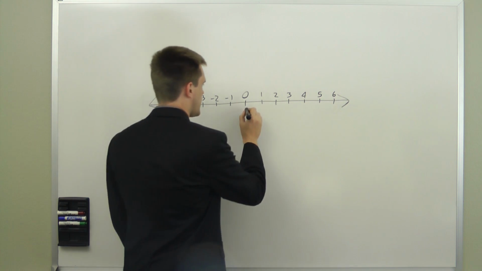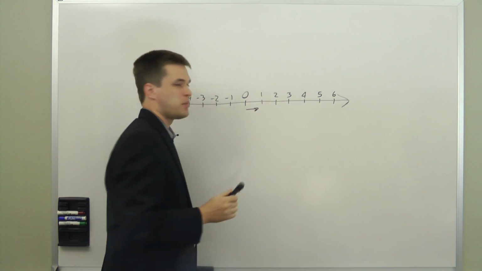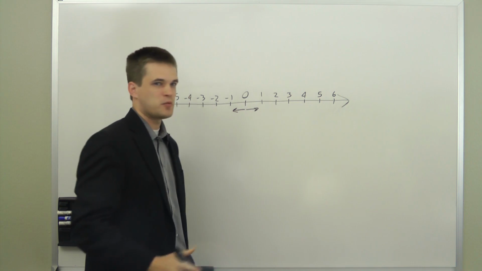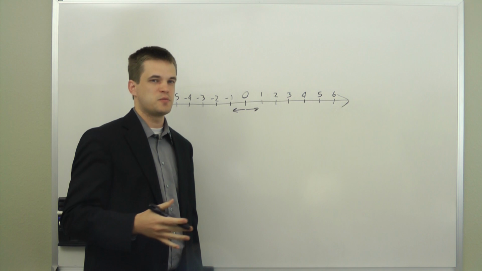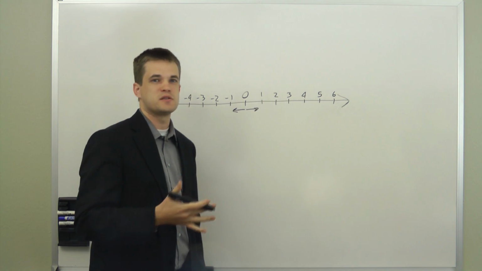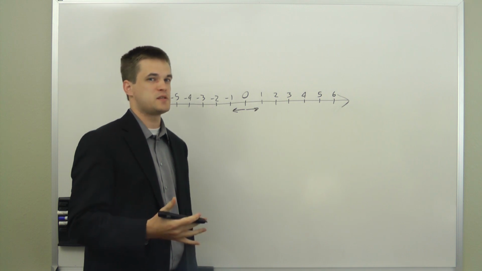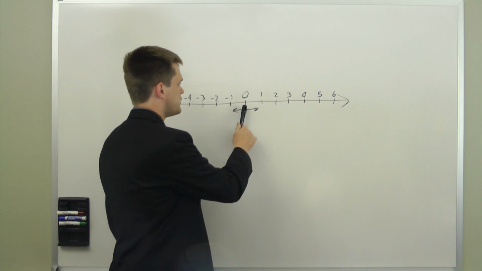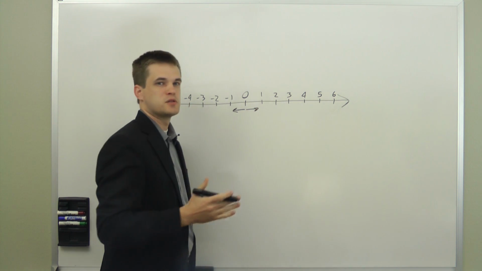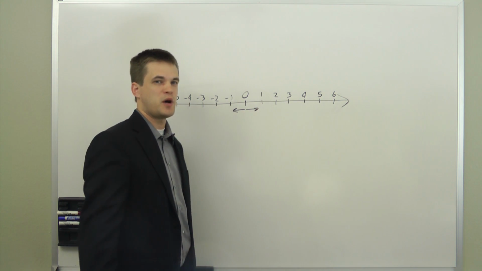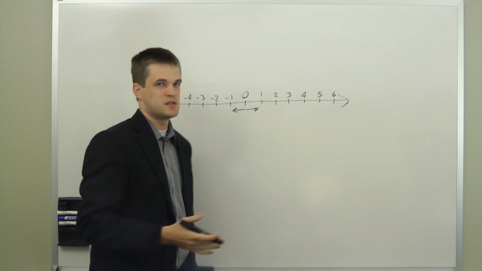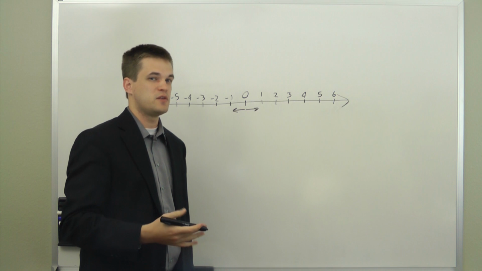Anything that is to the right of 0 is a positive number, and anything that's to the left of 0 is a negative number. Now this brings up the concept of greater than and less than. Now the number line makes it very easy to see what is greater than or less than another number. If we use 0 as our reference point, anything that's to the right of 0 is greater than 0, and that's how we classify the positive numbers. Anything to the left of 0 is less than 0, and so that's how we classify the negative numbers.